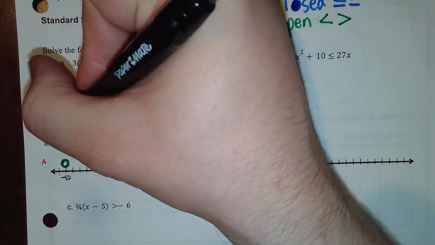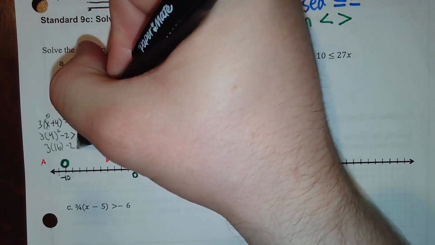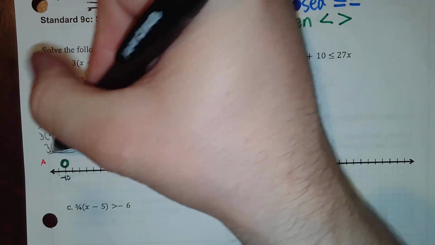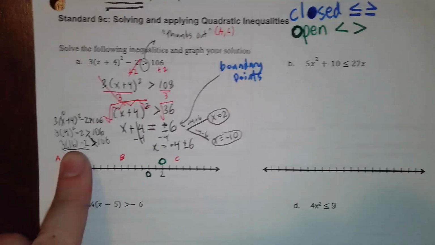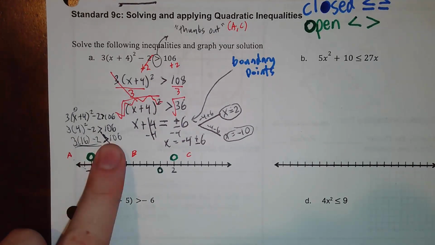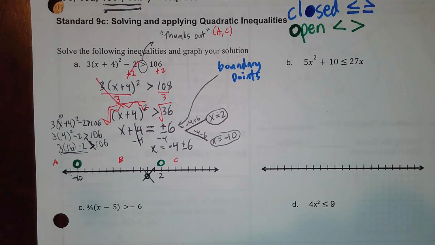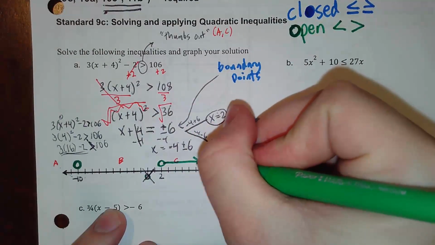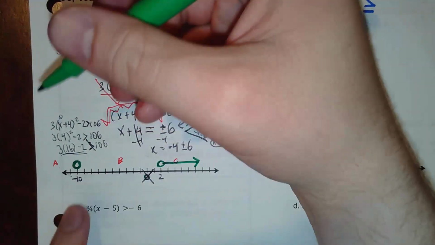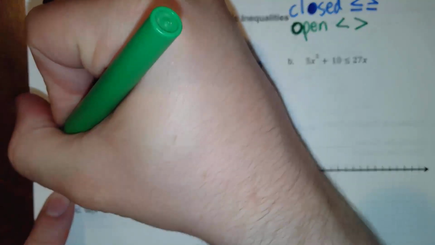So I will get 3 times 4 squared. 4 squared is 16. And 16 minus 2, is all this greater than 106? The answer is, it is not. So 3 times 16 minus 2, that's just not bigger than 106. So the answer of 0 is not a solution, meaning our solutions will be in region C, everything bigger than 2, and it'll also be in region A, which is anything less than -10.